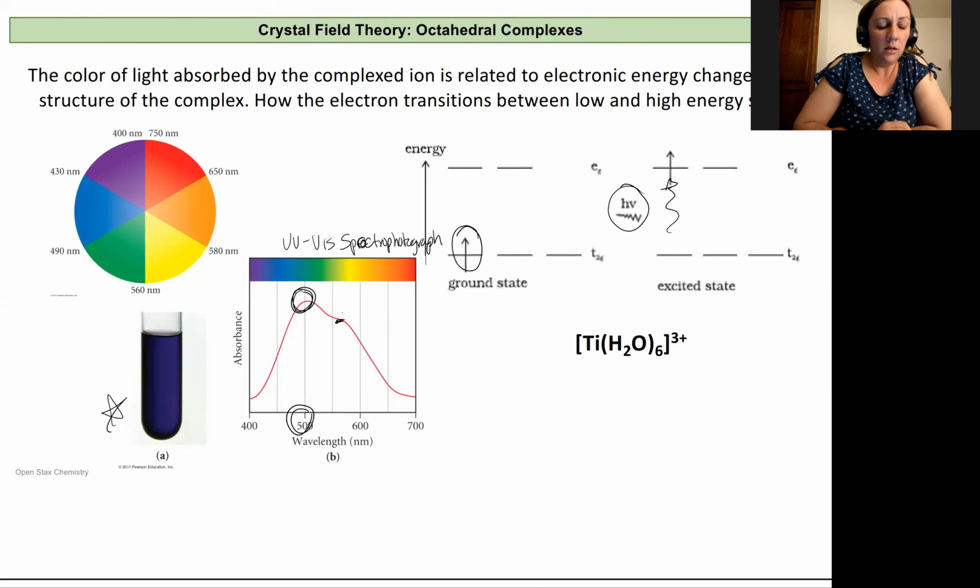Looking at our color wheel, and this is kind of generic here, let's look for that 500 region that it's absorbing in, and it's going to be somewhere around here.